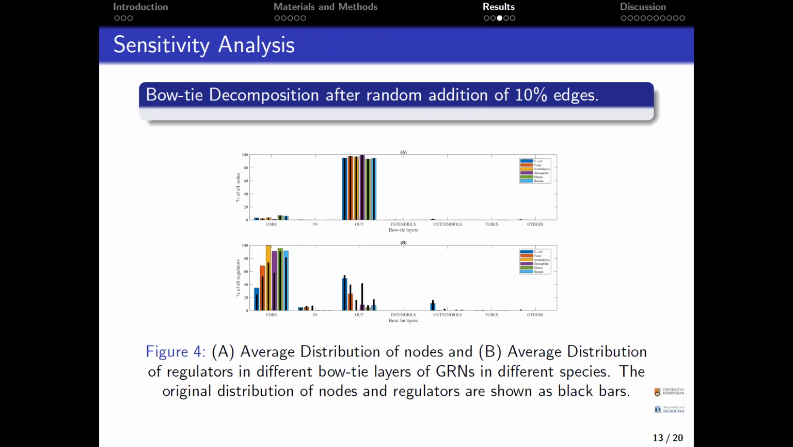To look at how robust our results are, we have performed sensitivity analysis where we do Bowtie decomposition after random addition of 10% of edges to the original GRNs. And we also do this after random deletion of 10% edges. And in both cases, by plotting the average distribution of nodes and regulator nodes, we observe that the two aspects, that is the existence of the Bowtie architecture with the LSC core, and also the general increase in Bowtie core size with species complexity, both of them exist in both cases.